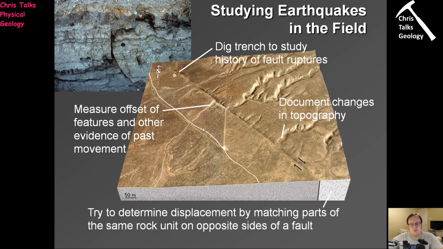So what we're going to try and do is determine displacement by matching parts of the same rock unit on the opposite sides of the fault. So we can see the displacement right here. And we can look at that and say, right, how much has it been displaced each time? It's all about displacement, and that allows us to work out essentially the energy, the magnitude of the earthquakes that are occurring along this fault.